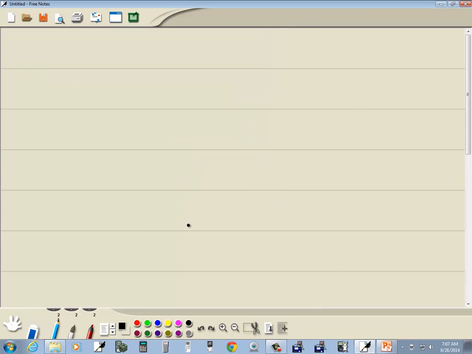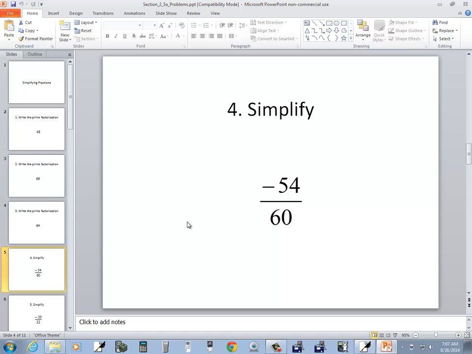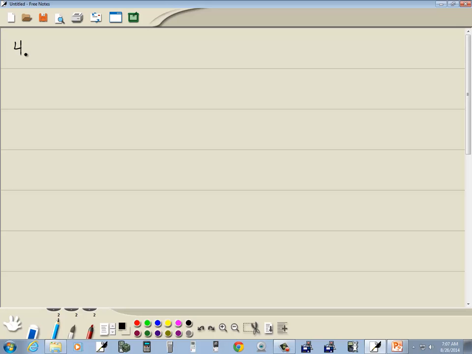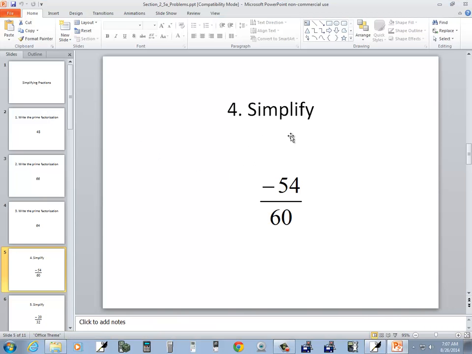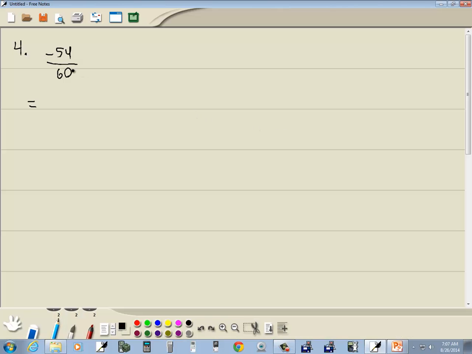Now we're going to take a look at simplifying fractions, and I'll do this 2 different ways. It's kind of your choice on how you want to do it. We got negative 54 divided by 60. And we're simplifying the fraction. Other ways to describe this is reduce to lowest terms. They have many different names for the same thing. Simplify might even cover it.